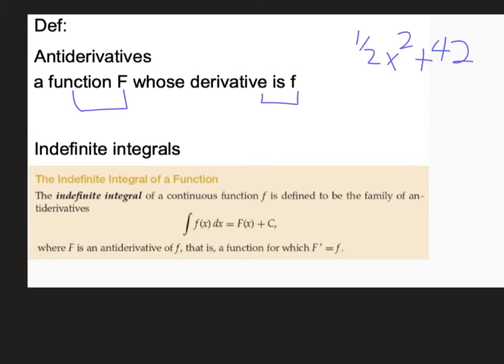The indefinite integral, slightly different, is defined to be the family of antiderivatives. So little f, we integrate it, we get big F plus c, where that c is any number we want. 42 was my example, but any number you want.